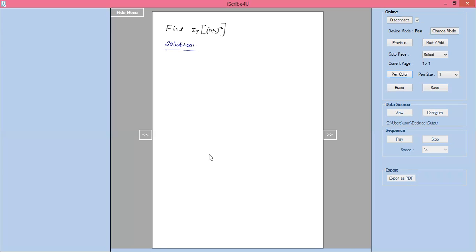(n plus 1) whole square. So I will write it in the form of n square plus 2n plus 1. I just expanded it in the form of (a plus b) whole square. Now I will apply the Z transform on both sides. Z transform of (n plus 1) whole square equals Z transform of n square plus 2 times Z transform of n plus Z transform of 1.